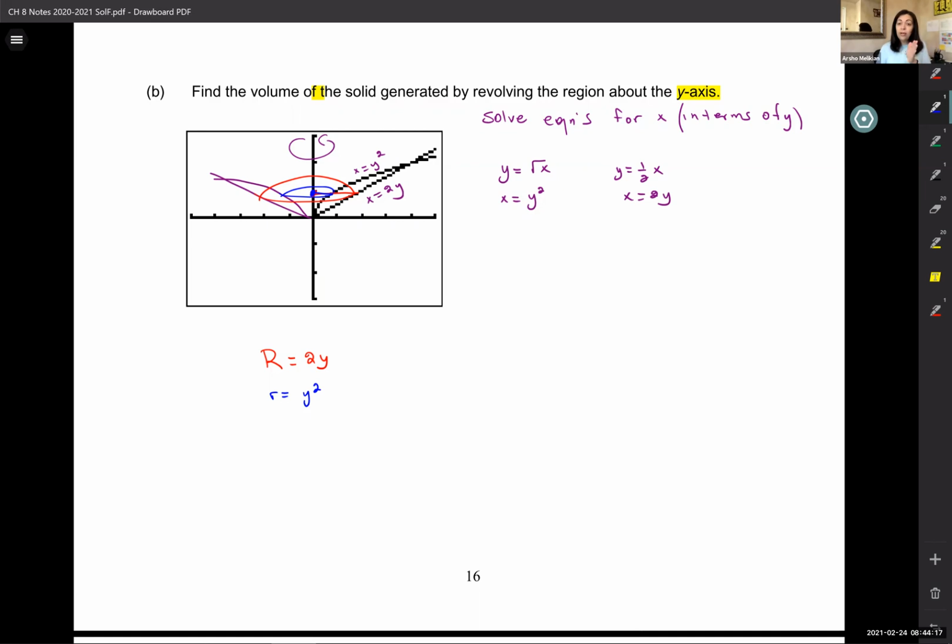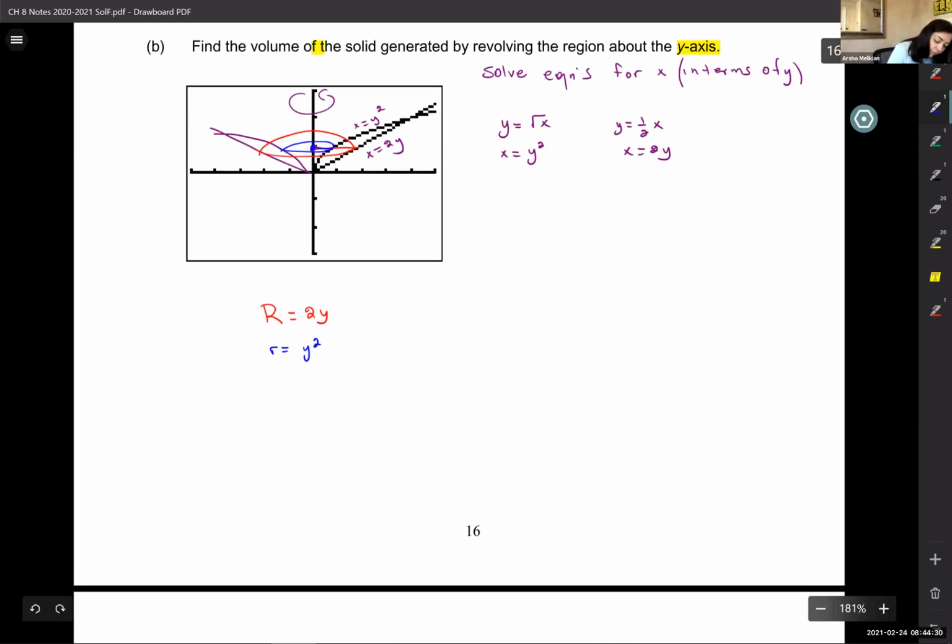So radii goes from the axis of rotation out to the farthest function, and from the axis of rotation out to the closest function. You're going to carry that language with you. So now, what's the volume? Volume is pi, big radius is 2y quantity squared minus y squared quantity squared. This time though, it's dy, because we're going around the y-axis, so everything is horizontal.